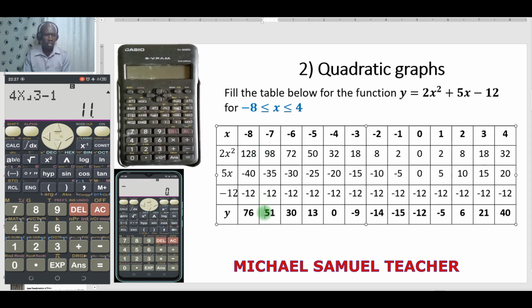Sometimes you'll find it so challenging, but towards the end you have to plot a graph of x against y, and that is the most important thing.